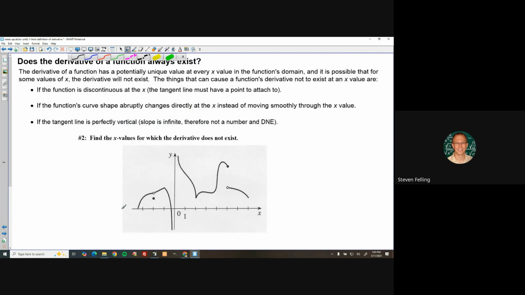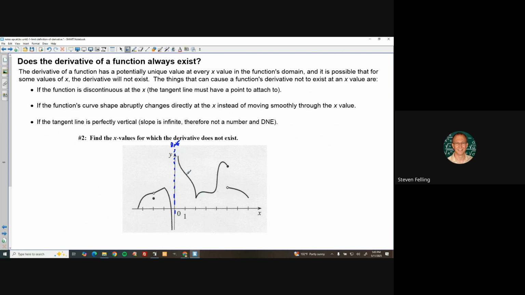All right, so does the derivative of a function always exist? The derivative of a function is potentially unique at every x value. So it's possible that there could be some x's where you can't find a derivative. And there are certain things that can cause a derivative not to exist. One is if the function is discontinuous. So if you have a function that has an asymptote like this, well, there's no place to attach a tangent line. So that's a location where the derivative does not exist.